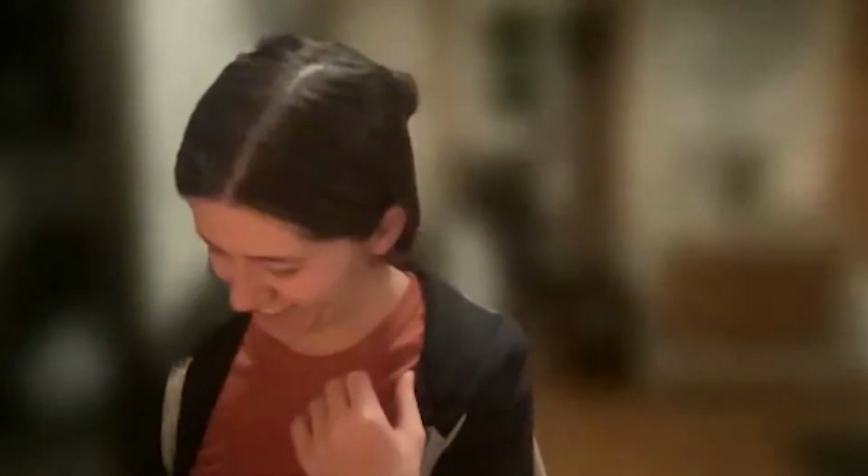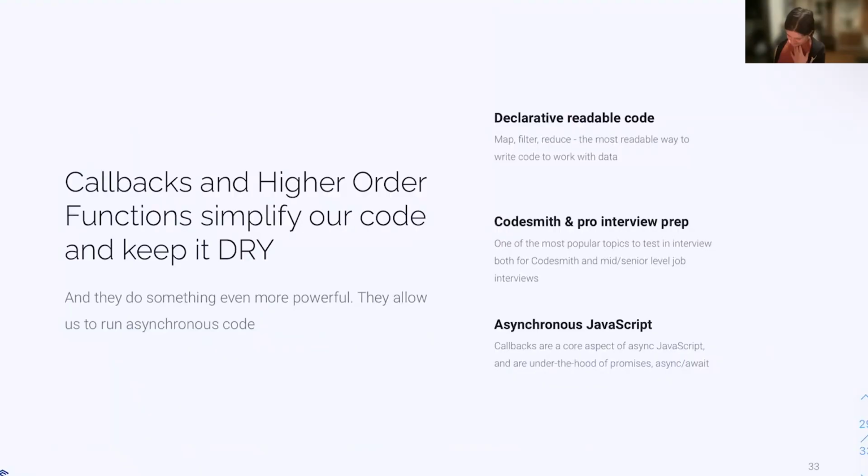All right, let's wrap it up here. So callbacks and higher order functions simplify our code. They keep it dry, right? We certainly dug into this concept: without higher order functions, without being able to pass a function, some instructions, as a parameter to a function definition, we would have a lot of repetition. So both callbacks and higher order functions help us keep our code dry.